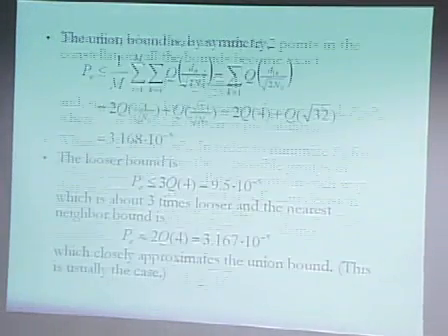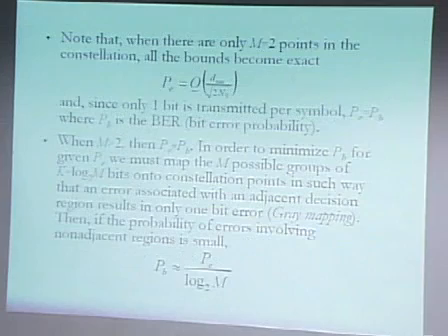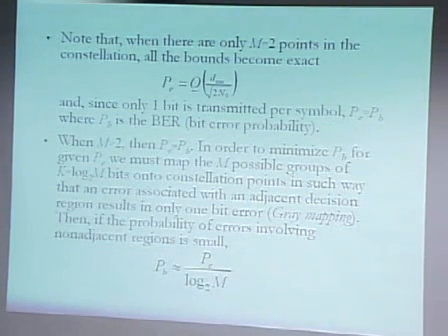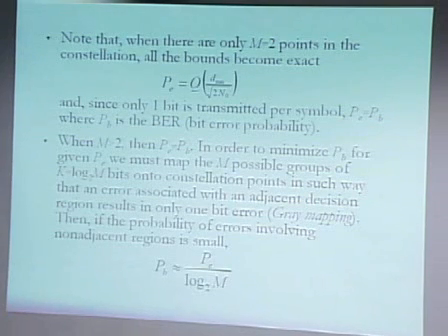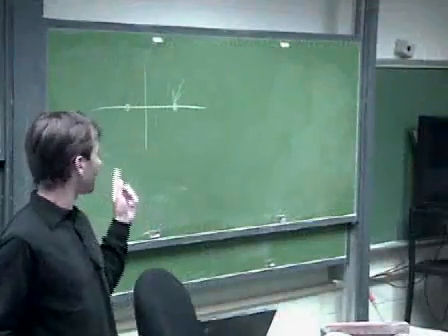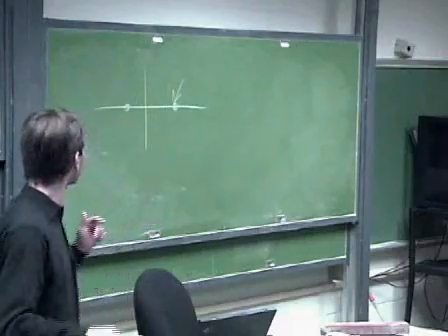So it's a special case. When there are only 2 points, all the bounds are equivalent and they're all exact. And so for this particular constellation, you can actually derive everything exactly, but it's the only one. Now notice also that in this case, because we only have 2 points, we're sending only 1 bit. We have capital M equal to 2.